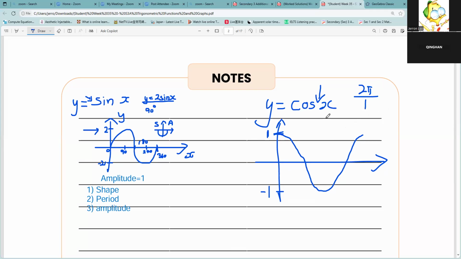Now let me base on this and share with you, if it's just cosine x, what are the intervals? Let's write that down. For this one, the amplitude is equal to 1, that's for sure. And what is the shape? Of course, you should know that already. The shape looks like this for a cosine wave. What is the period? That's something we need to talk about. The period, like I mentioned, is 2 pi. Of course, the amplitude is also 1 in this case.